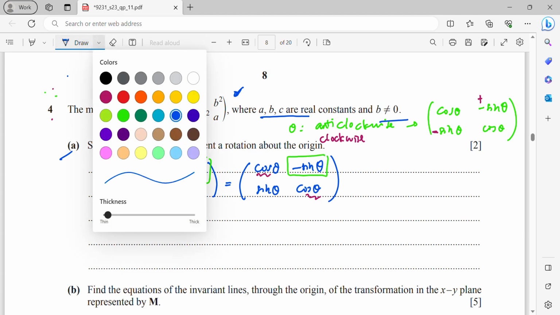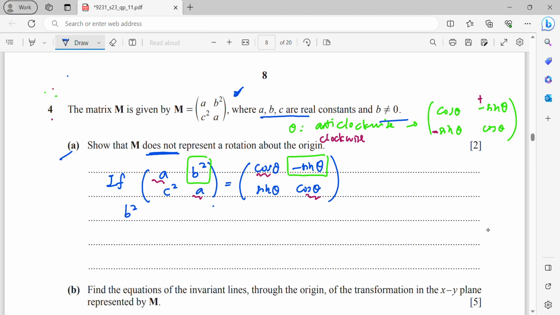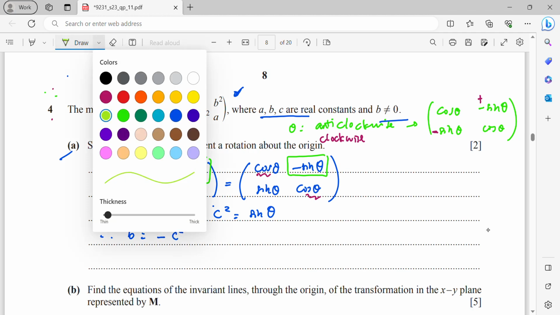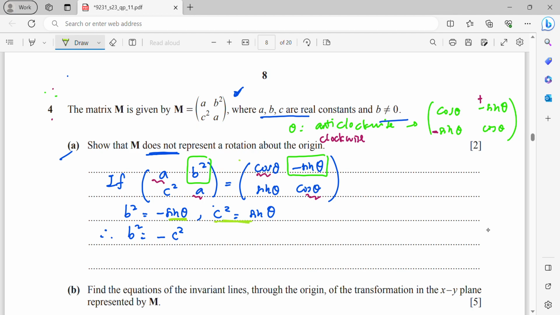Okay, then I will write down here. B squared equals negative sine theta, and then the C squared is going to be sine theta. We'll compare. So from here, I will say that my B squared is negative of C squared, because the sine theta will be replaced by C squared. Okay, and now you look at the definition here.